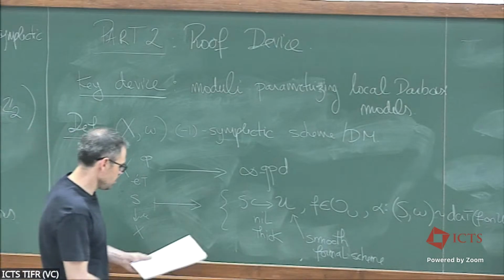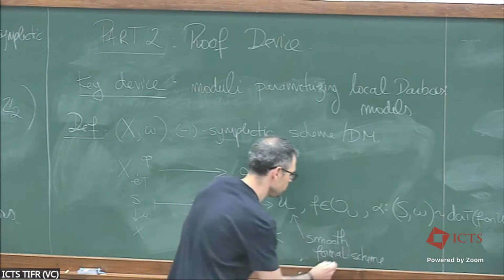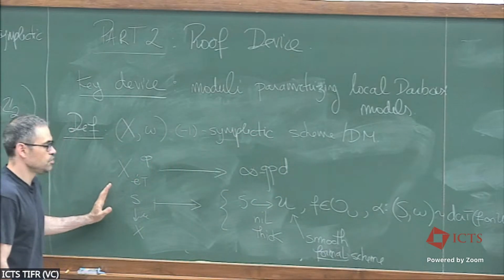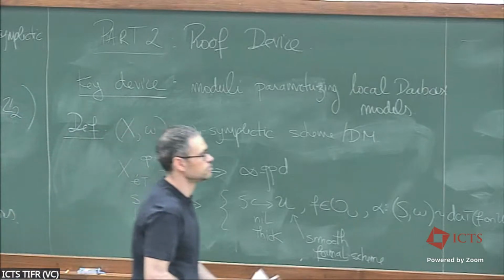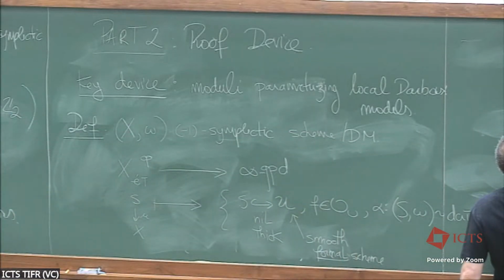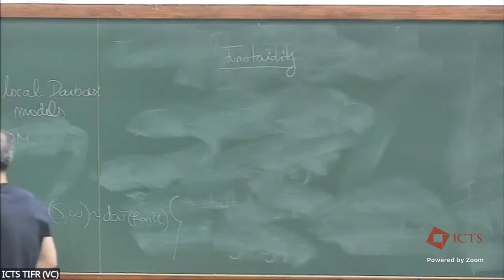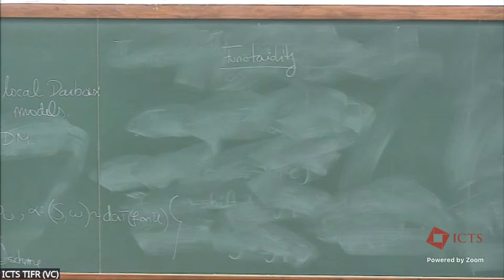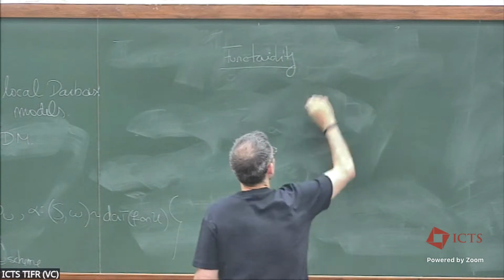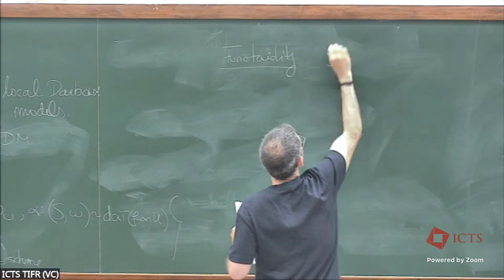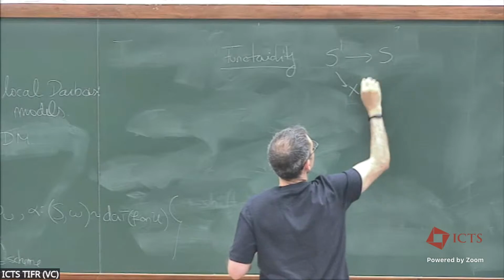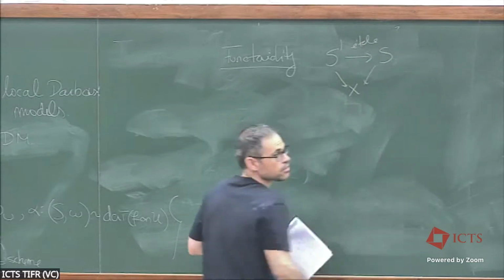So now let me explain why we take formal schemes instead of just schemes. The reason is very simple. You want this to be a functor. By the way, sorry, I forgot to say something. Let's denote this functor Darboux of X. So for functoriality, observe that if you have S prime to S over X, all étale maps, okay?